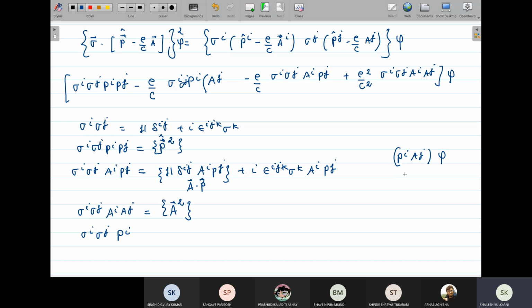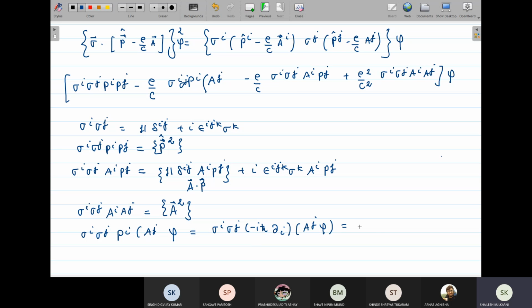What does it mean? If you write p as a derivative operator, it will be del i aj acting on phi. This is what it means. So let me do it carefully because there's a chance of confusion. Pi aj acting on phi is equal to sigma i, sigma j, minus i h cross del i acting on aj phi. Now the bracket is complete.